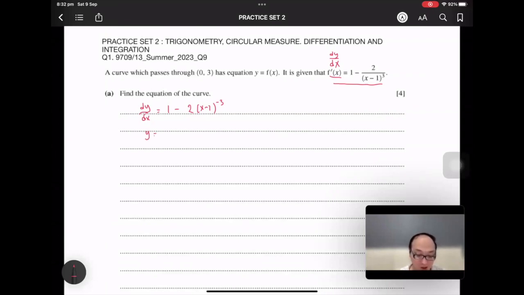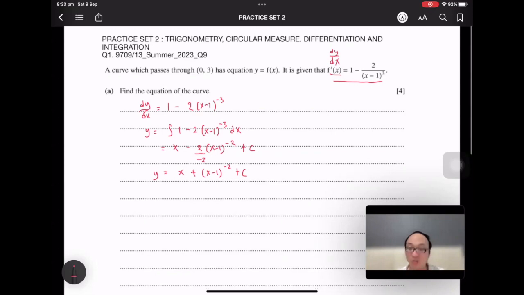So y is the integral of this function with respect to x, and this becomes x minus 2(x - 1)^(-2), and then we divide by negative 2, plus c. So x + (x - 1)^(-2) + c. So this is the equation.